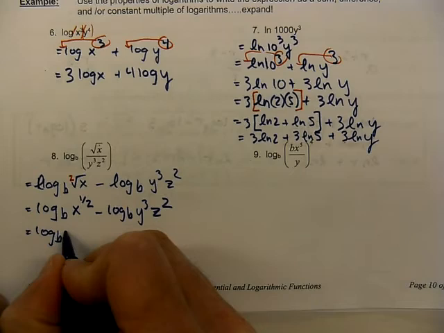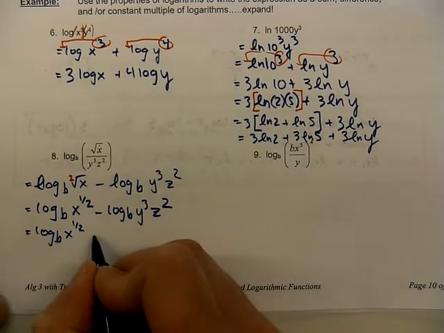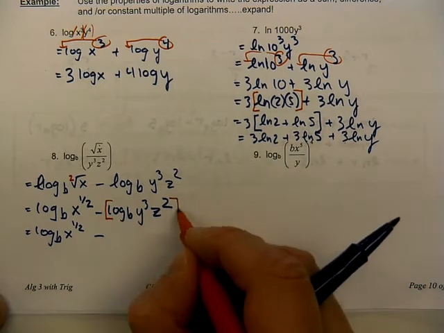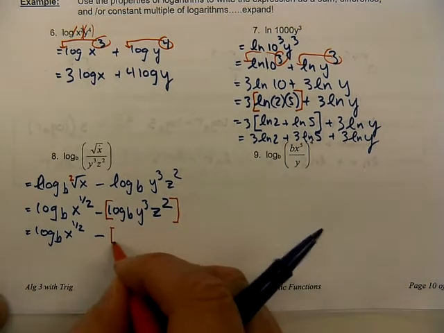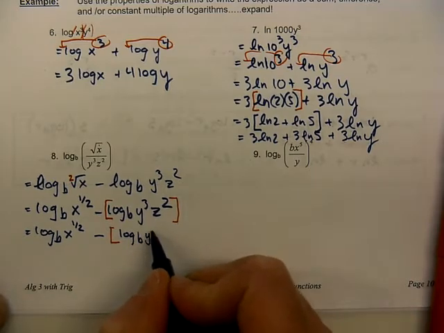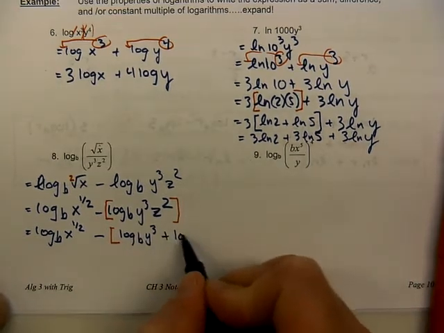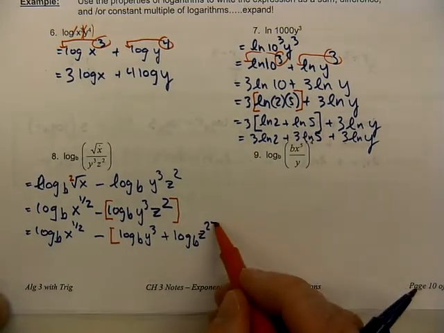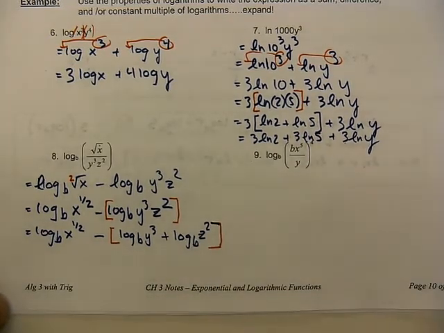So log base b of x to the power of 1/2 minus sign. Now again, watch out. That minus sign is subtracting everything that follows. So that means you have to wrap this in parentheses. Log base b of y cubed plus log base b of z squared. Right, so there's our parentheses.